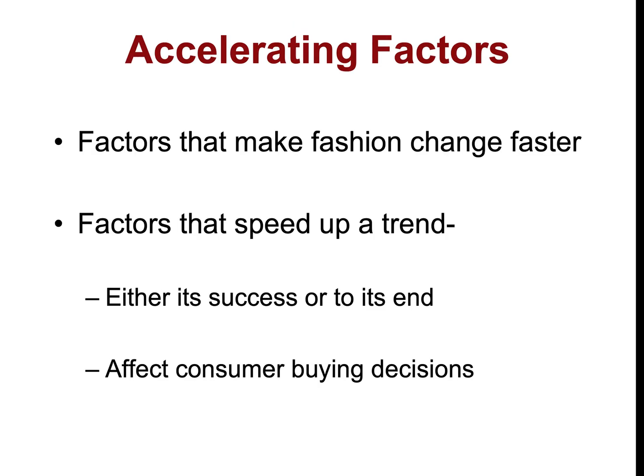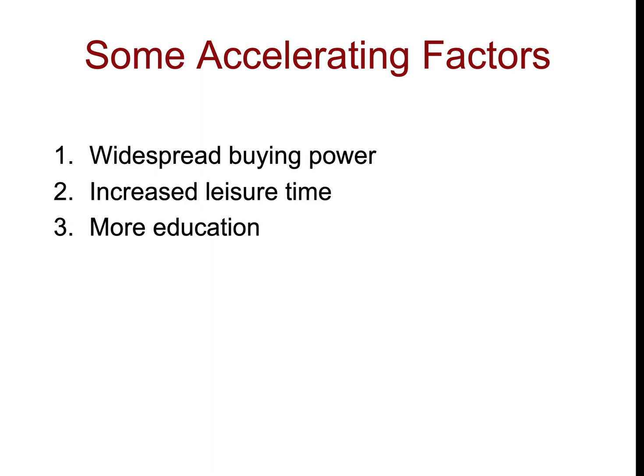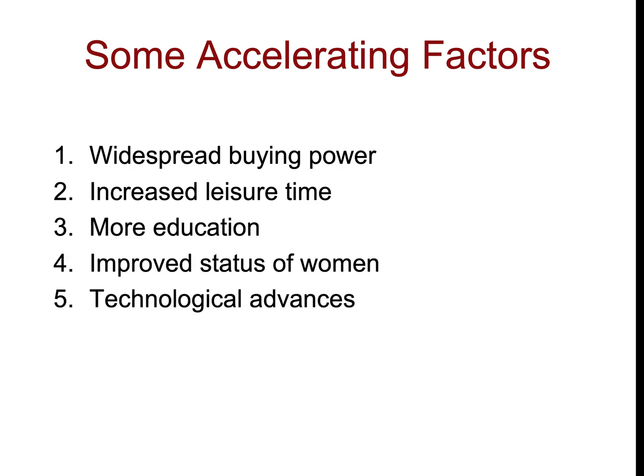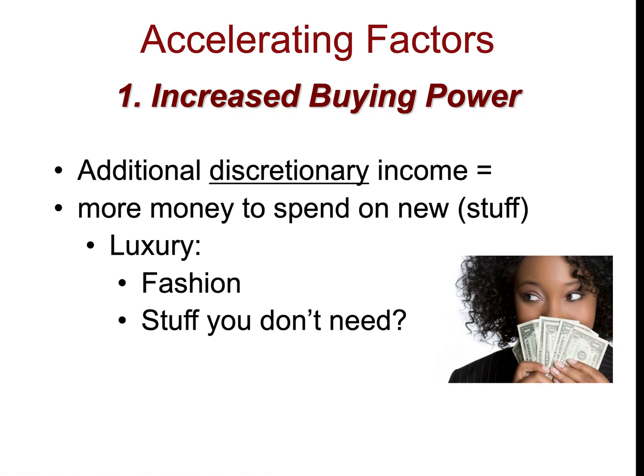Okay. So let's look at what speeds up this cycle. Factors that make fashion change faster. These are what we call accelerating factors. They're going to speed up a trend. They're either going to speed it up and make it more successful, or they're going to kill it, which that happens too. And these are things that affect consumer buying decisions. Widespread buying power, increased leisure time, more education, improved status of women, technological advances, promotion and marketing, seasonal changes. Let's look at each one of these.